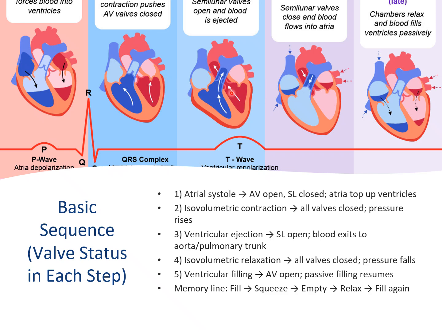Then the ventricular ejection. Once ventricular pressure exceeds that in the aorta and pulmonary trunk, the semilunar valves open and blood is expelled into the circulation. Then we have the isovolumetric relaxation.